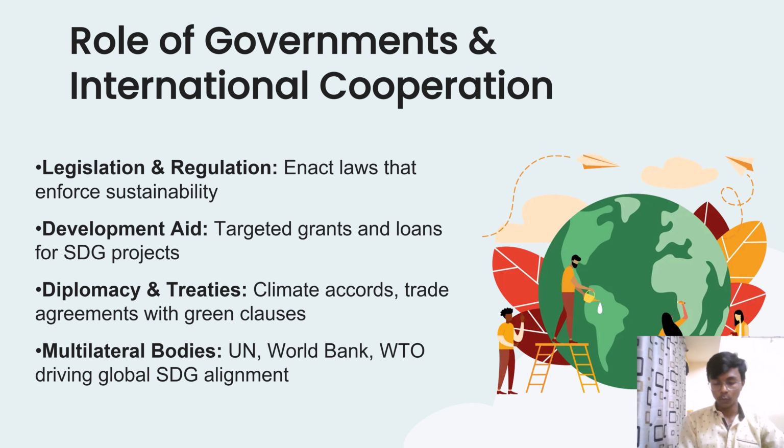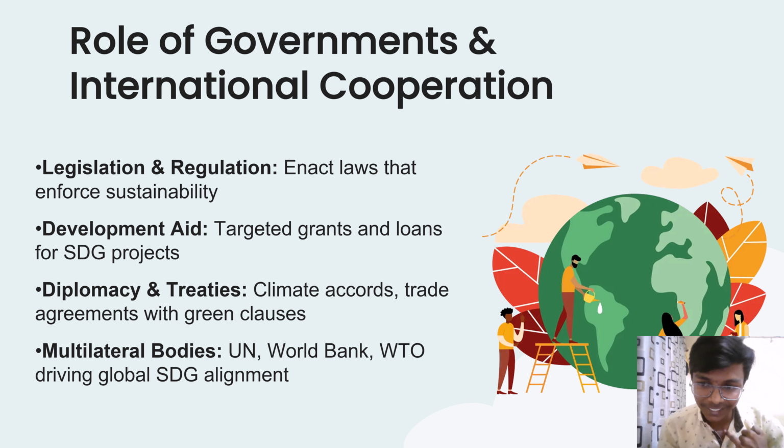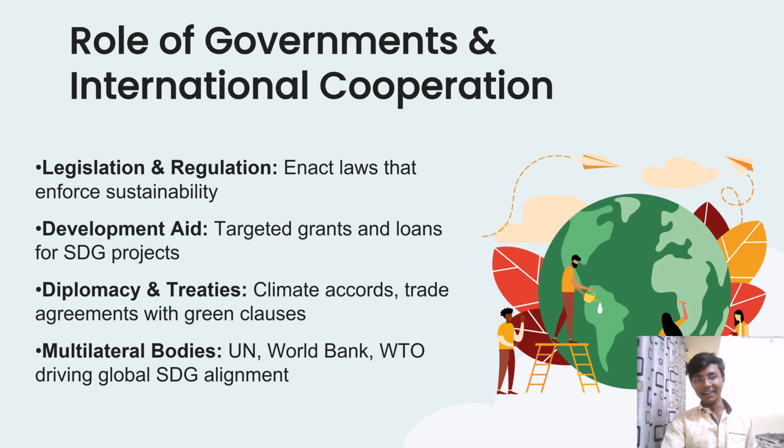You come to know, from Google or ChatGPT search, what diplomacy and trade are: climate accords and trade agreements with green clauses, because destroying the environment is not good. Diplomacy should be there, and multilateral bodies like the UN, World Bank, and WTO driving global SDG alignment. This should be there.